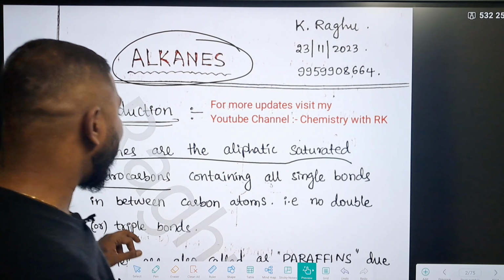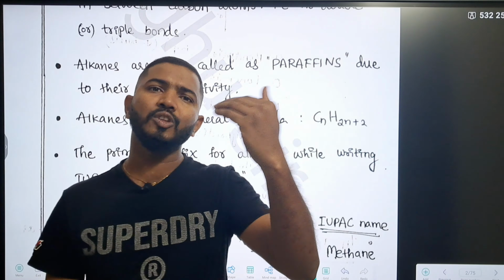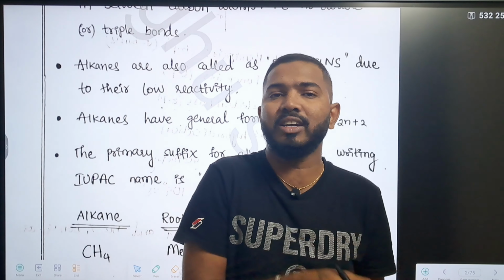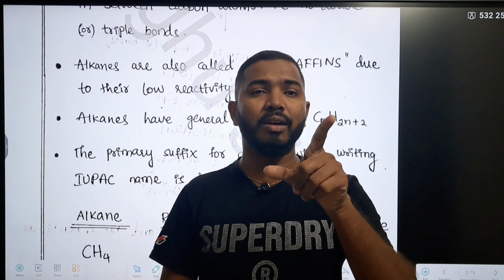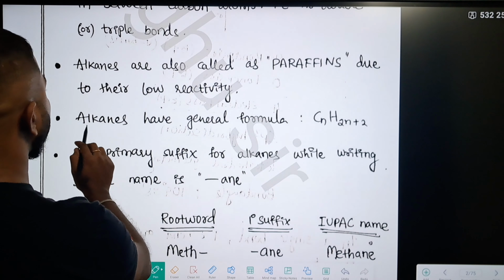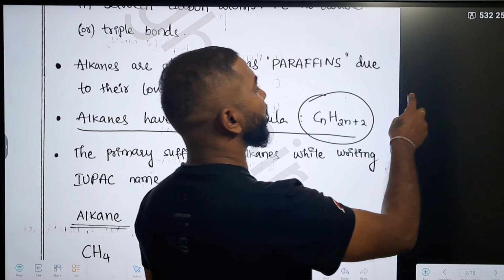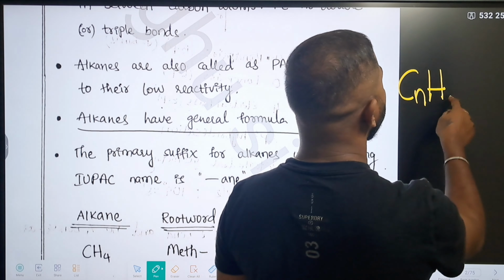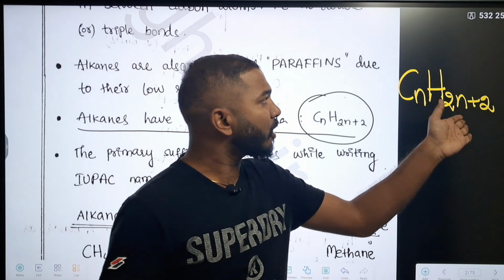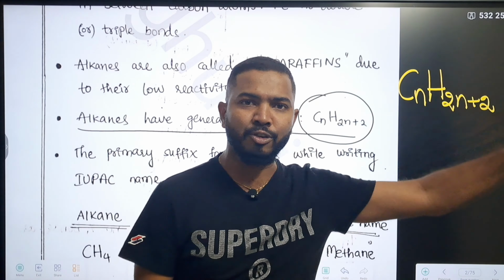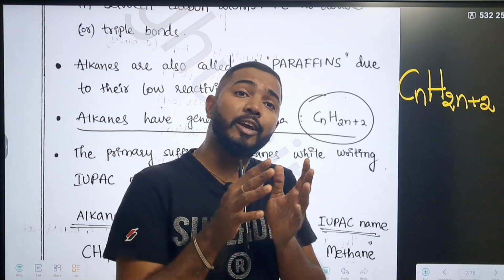Clear? Next, alkanes are generally called paraffins, due to their low reactivity. Alkanes have a general formula, which is very important: CnH2n+2. Any molecular formula which satisfies CnH2n+2 is considered an alkane. It must belong to the alkane family.